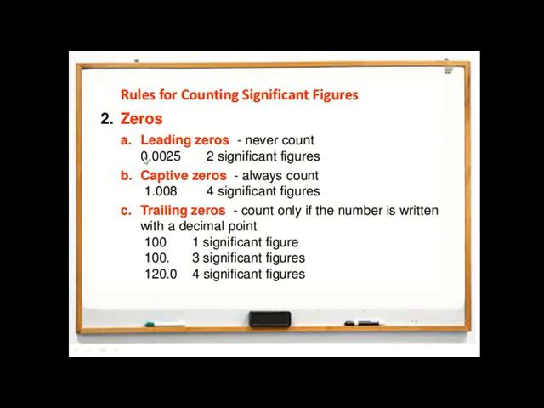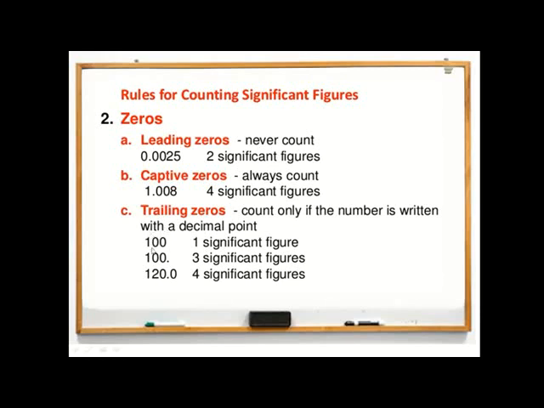See here, the examples given. In A, 0.0025. The zeros are in front of this number. They are leading zeros and not significant. Therefore, it has only 2 significant figures. The next one, B, 1.008. Two zeros are there, but they are captive zeros, between 1 and 8. Therefore they are countable, and its significant figures are 4.